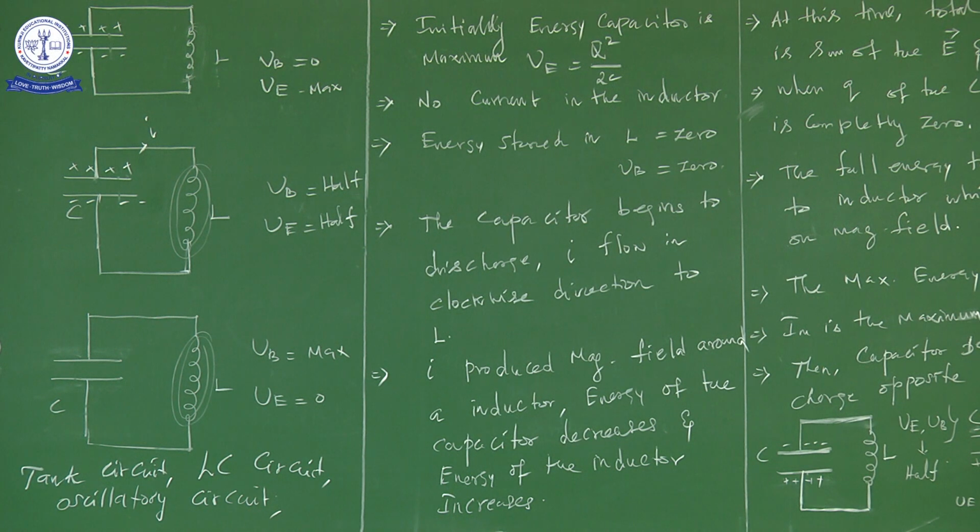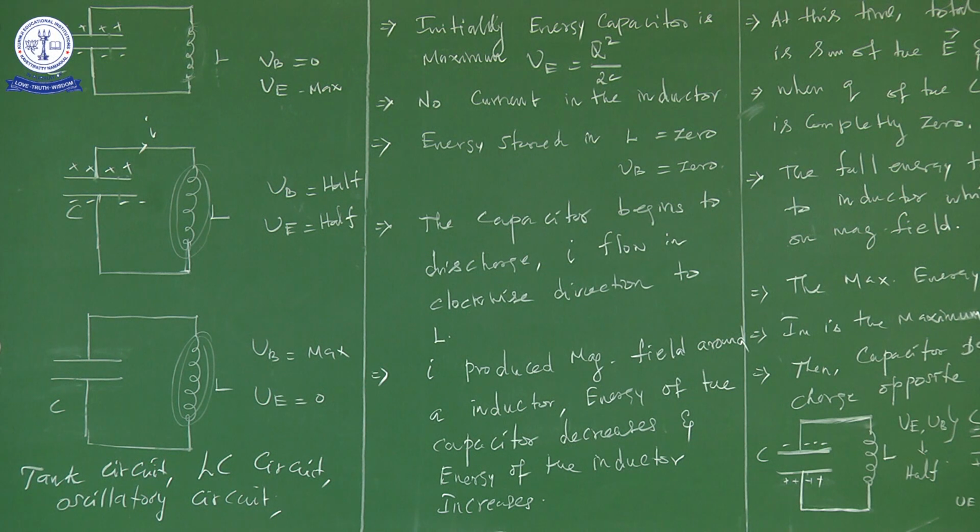Then the capacitor begins to discharge when it is connected with the inductor. The current I flows in the clockwise direction to the L, which is the inductor. So when connected with the inductor, the capacitor is allowed to discharge, so that's why we are getting the charge from the capacitor. When the charge is moving, that is nothing but current. See the second diagram: the charges in the capacitor are moving towards the inductor in the clockwise direction, so let us notice that.